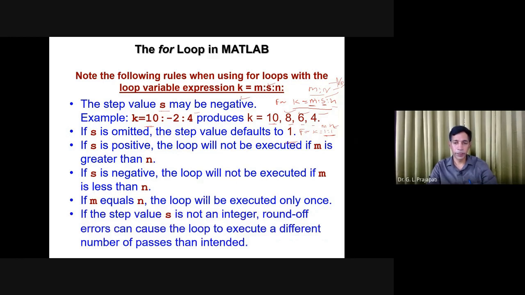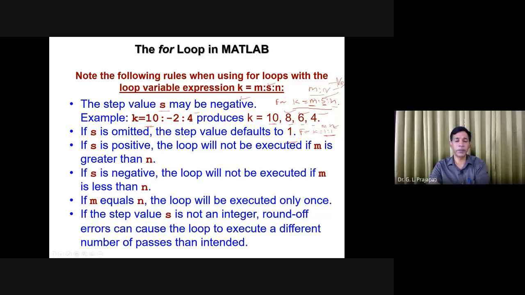The step S. If S is not an integer, then round off errors can cause the loop to execute a different number of passes than intended. This means what? Generally the increment must be an integer, because if you have an integer, then you can specify how many times the loop can execute. If S is not an integer, it may be a real or decimal value, then for getting an integer it is going to round off, and during the round off you may get a different number of times the loop is executed than intended.